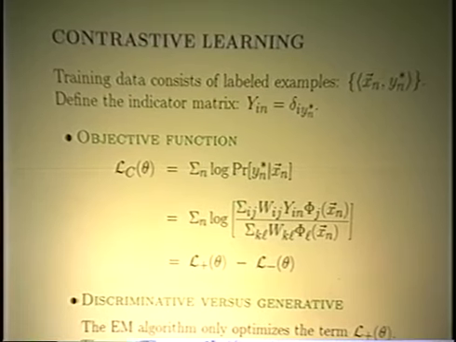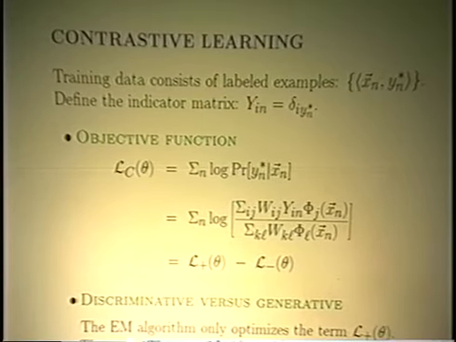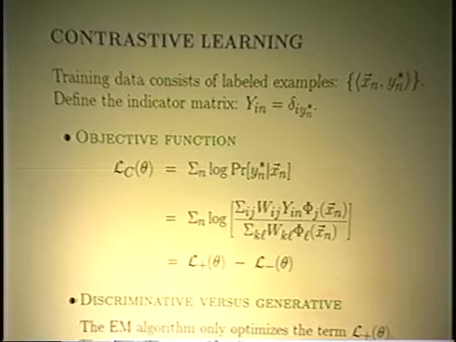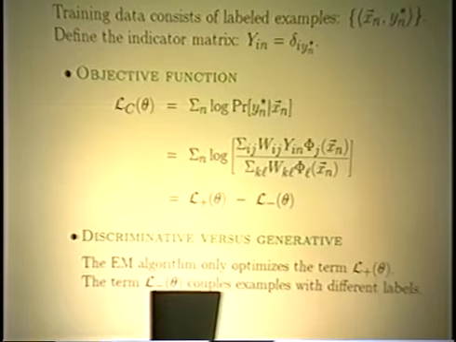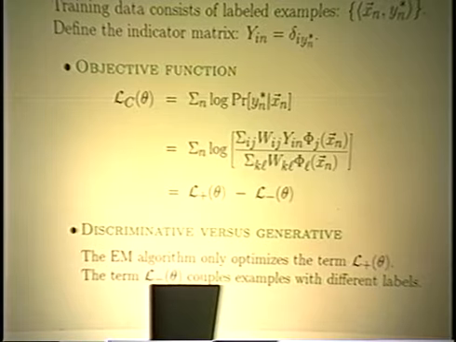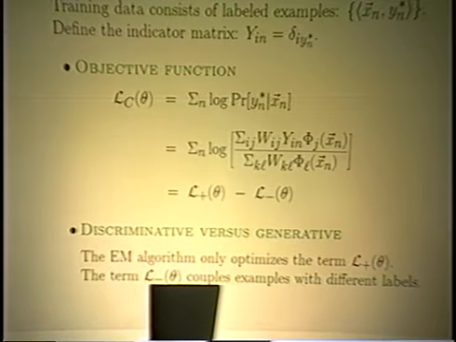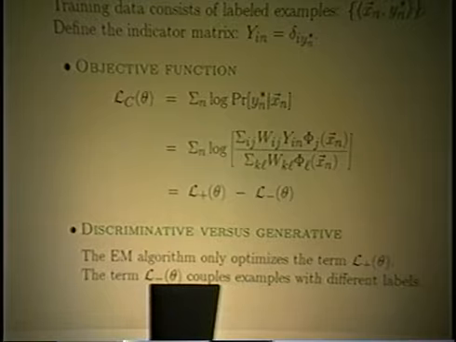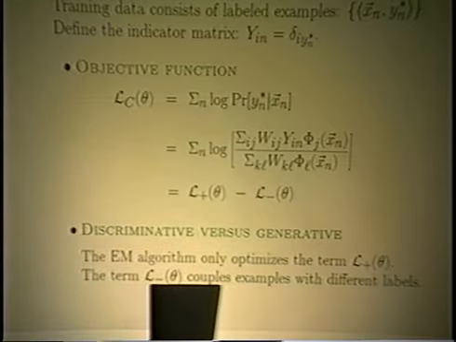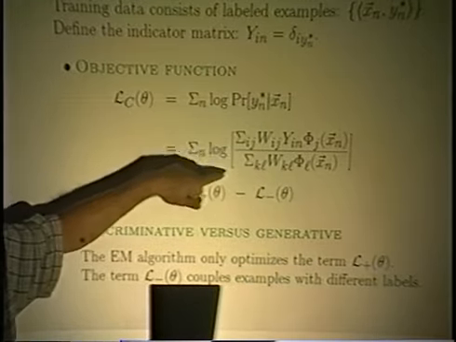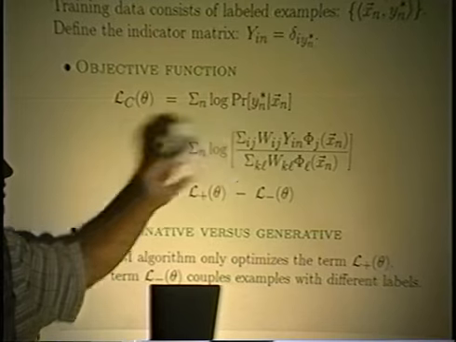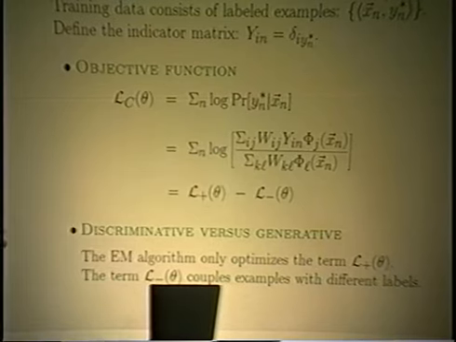And then I'll define some indicator matrix, capital Y, which is basically just a binary matrix, and for each example it has a 1 in the row that indicates which class it belongs to and zeros everywhere else. Now for our objective function, we'd like to maximize not the joint log likelihood, but the conditional log likelihood that, given a data point in our training set, we classify it correctly. And because we're focusing on this posterior distribution, which is a ratio, the log of the ratio can be written as the difference of two terms.